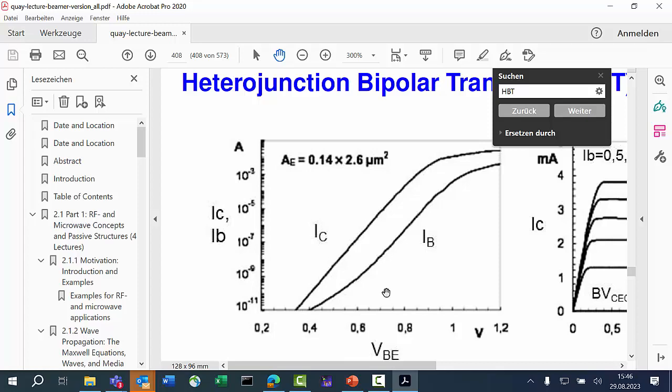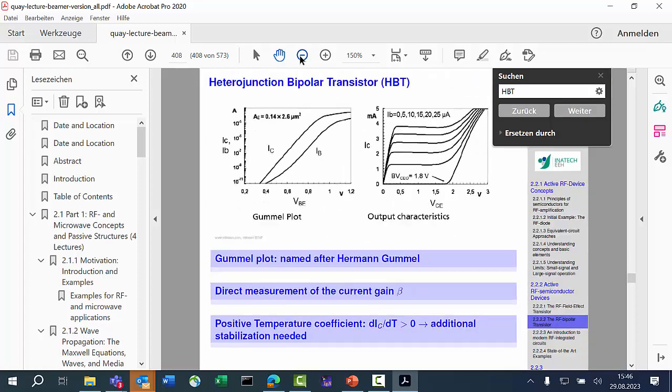Yeah, and this is the advantage of heterostructures, because I can put in more doping, otherwise I would have to restrain myself.